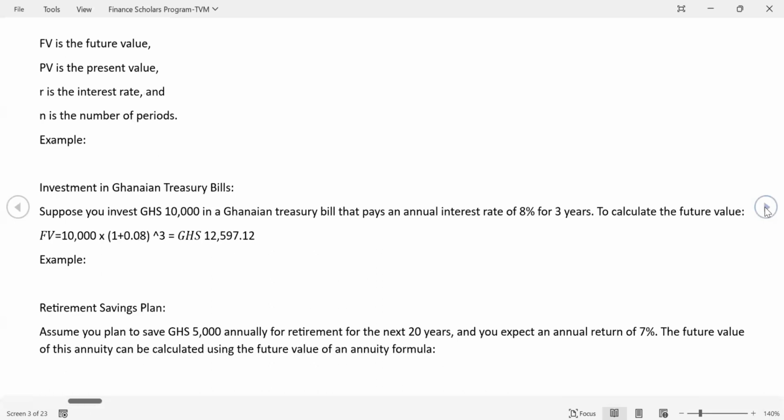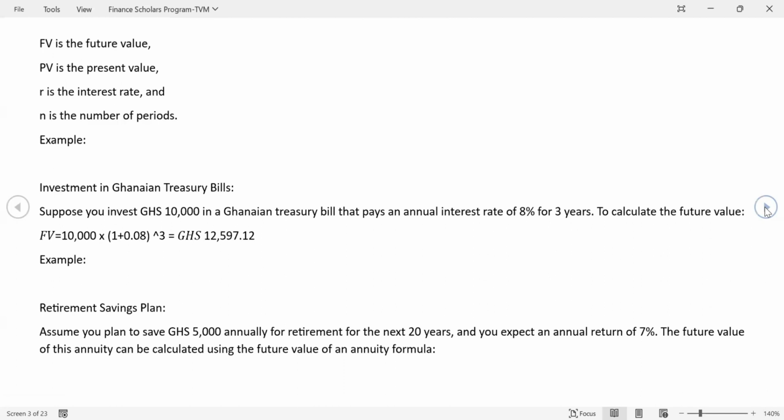So in the same way, F is the future value, PV is the present value, R is the interest rate, and N is the number of periods. We have an example here: investment in a Ghanaian treasury bill. Suppose you invest 10,000 in a Ghanaian treasury bill that pays an annual interest rate of 8% for 3 years. To calculate the future value, you just substitute into the formula.